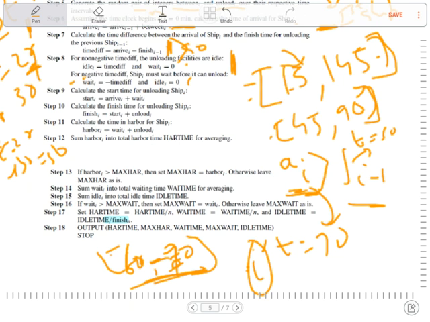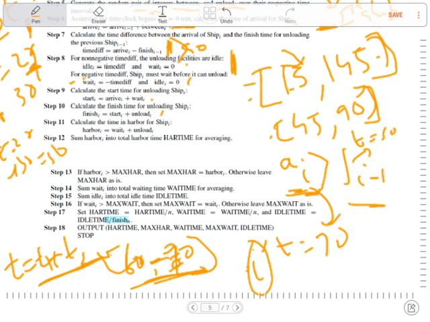Okay, and the total time it has spent in the harbor is waiting for some time and then unloading. The addition of these two should give the total time spent in the harbor for ship i. So that is what they are doing here. Okay, so now sum harbor(i) into total harbor time, for averaging. So you are calculating for each ship. Now you just add them all up, so you get a total harbor time. Now the total time you are getting, you just divide by the total number of ships, so as to get the average time spent per ship.